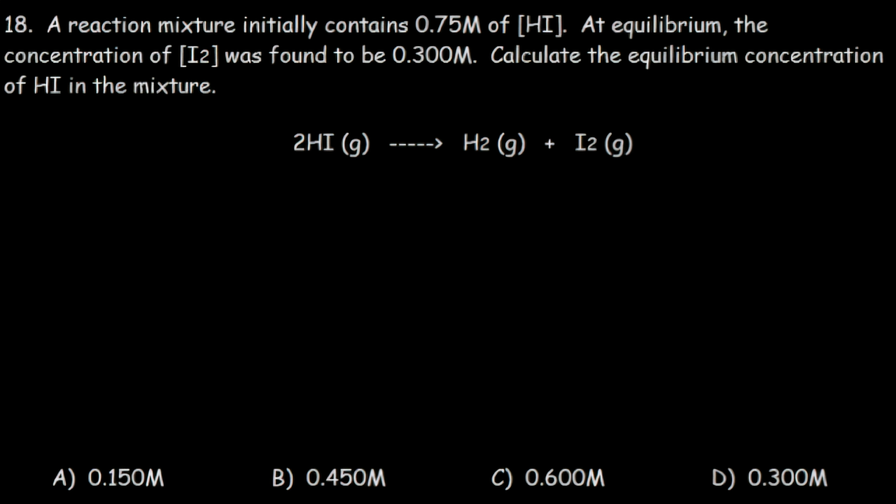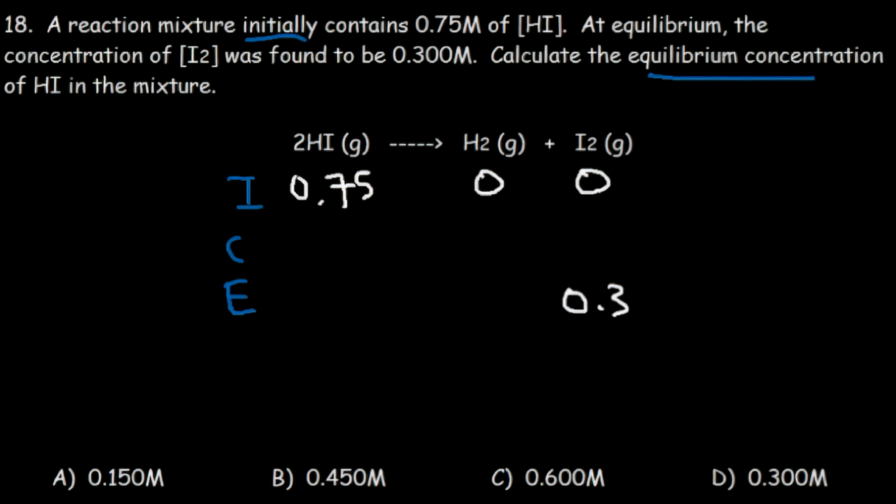18. A reaction mixture initially contains 0.75 of HI. At equilibrium, the concentration of I2 was found to be 0.3. Calculate the equilibrium concentration of HI in the mixture. So we have initial concentration values and equilibrium concentration values, so we need an ice table. Now initially, we have 0.75 of HI. So that means that there's no hydrogen gas or iodine gas in the reaction chamber. Now at equilibrium, the concentration of I2 was found to be 0.3.